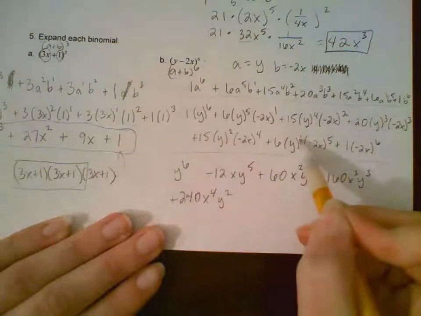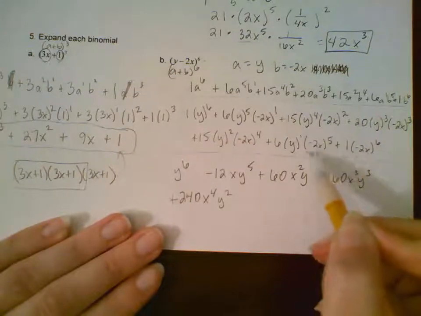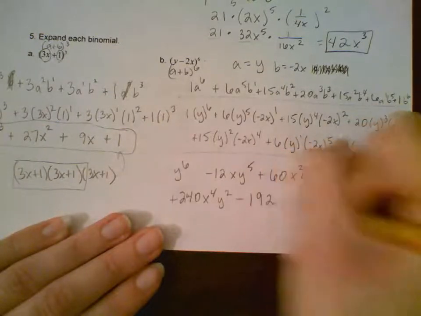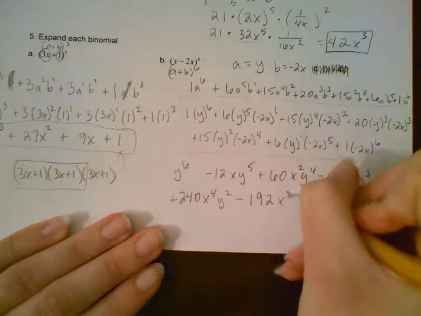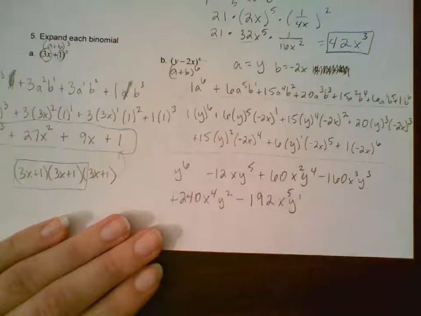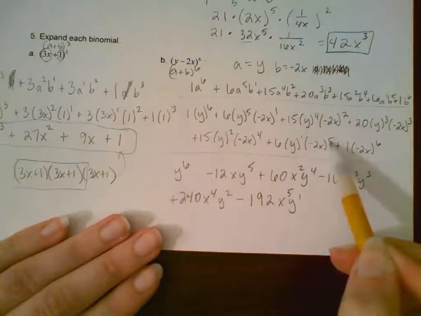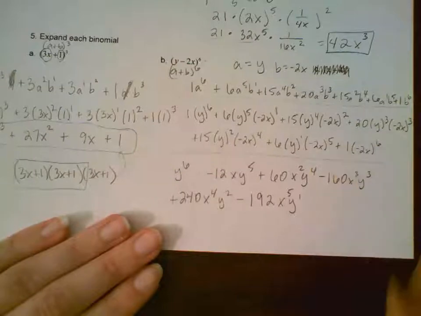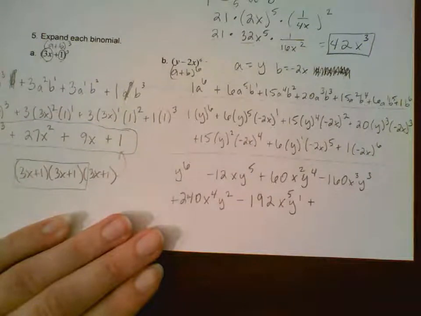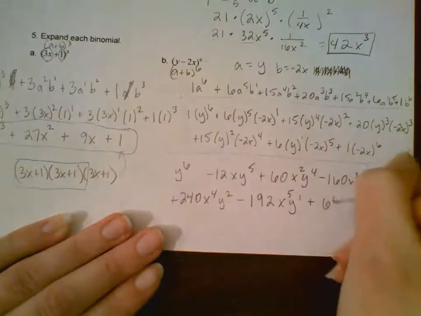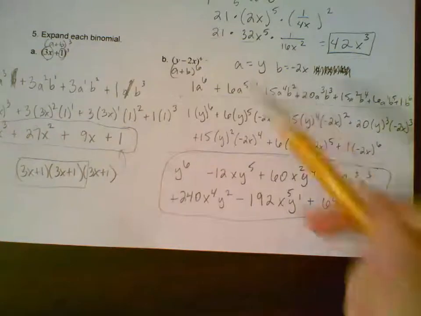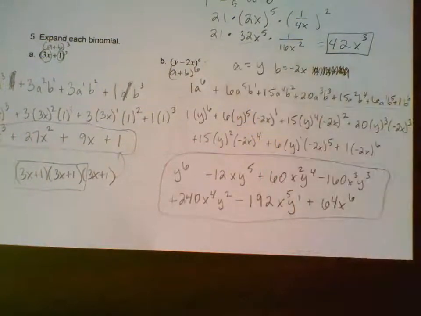Alright, so next one we've got y to the first, that's fine. Negative 2 to the fifth is going to give us negative 32, times the 6 that's in front, that's negative 192. You might see how our symbols are alternating: positive, negative, positive, negative, positive, negative. That's because whether this negative is raised to an even or an odd power changes what it ends up becoming. Last one, 2 to the 6th, we'll get positive 64x to the 6th. So this whole entire thing here is that expanded binomial raised to the 6th power.